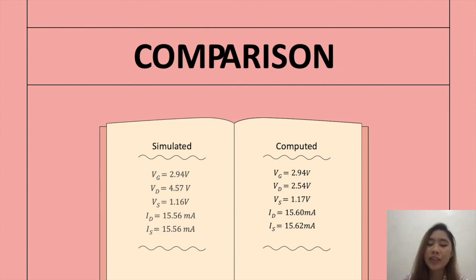As we can see, there is a slight discrepancy between the simulated and computed values. This is expected because in the simulated one, the values are exact, while in the computed ones, while computing, we tend to round off some answers, so as a result, there would be a small or little or no discrepancy in the resulting values.